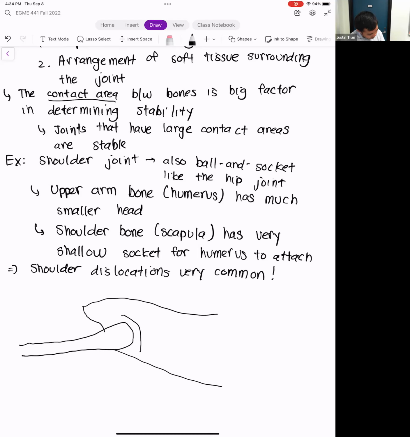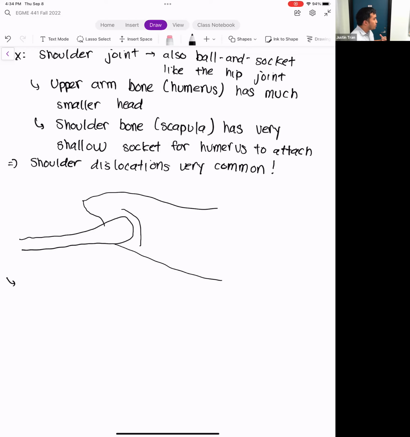Okay. All right. And so the good thing is, or maybe not so good thing, is that the contact area that your bones experience at the joints is not a constant thing. So you can actually do stuff with your body and with your muscles to increase or decrease the contact area at your joints.